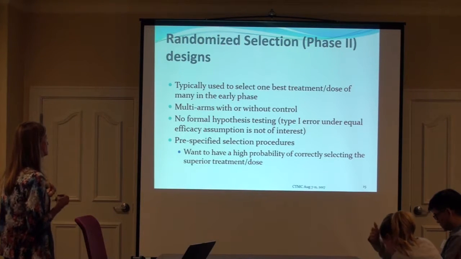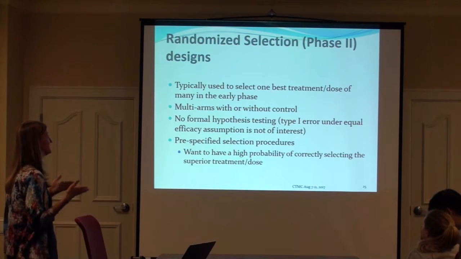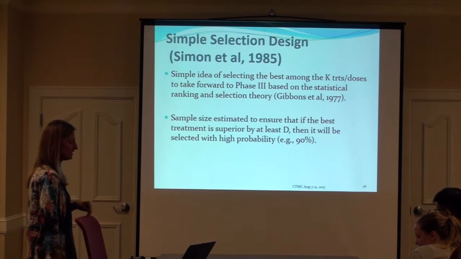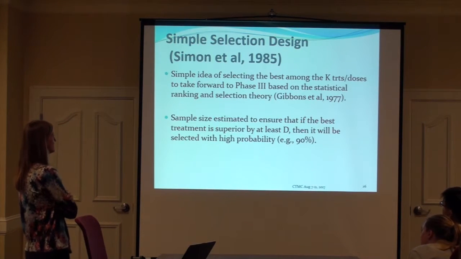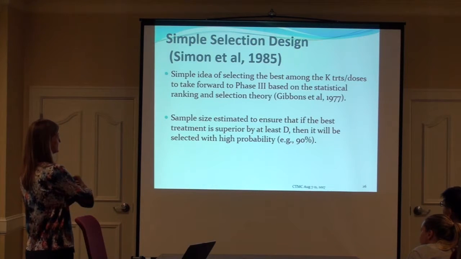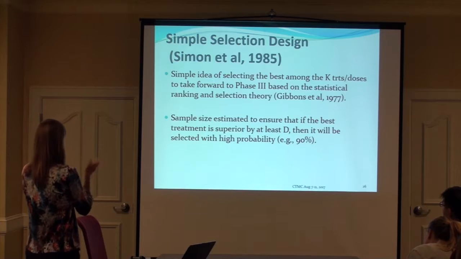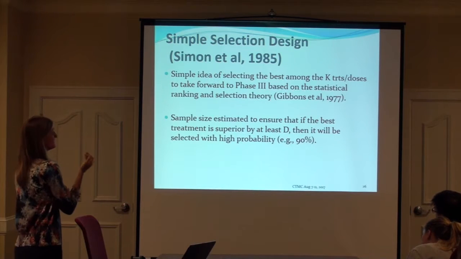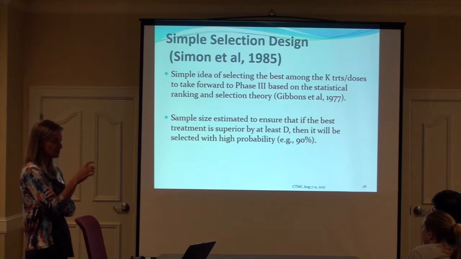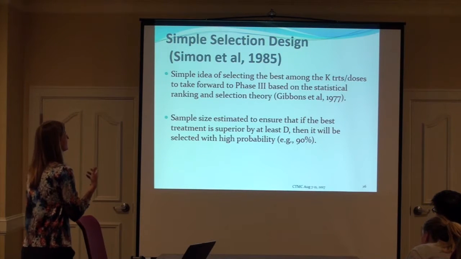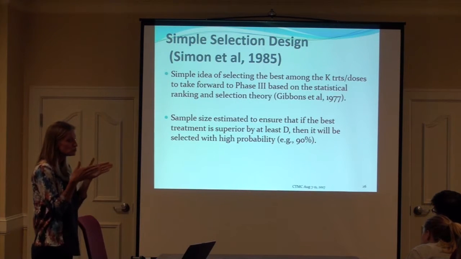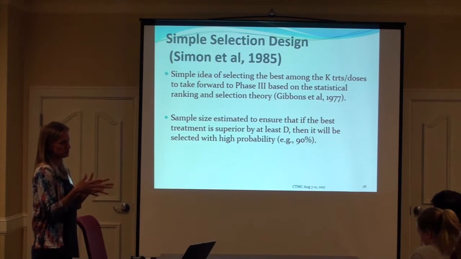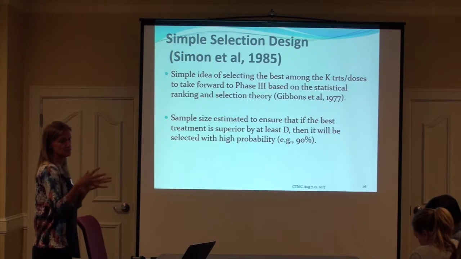And the way you predefine it, you just want to have a high probability of selecting the superior dose. Okay, you don't want to make any errors in that dose selection. Once again, Simon proposed a simple selection design. He wants to select the best of K treatments to take forward to phase 3. For the sample size, you want to ensure that if the best treatment is superior by at least some amount, so you're going to have to specify what D is, then it will be selected with high probability. If you have 2 treatment arms that are close in their performance, that's going to lower your probability of correctly picking the best one, right?